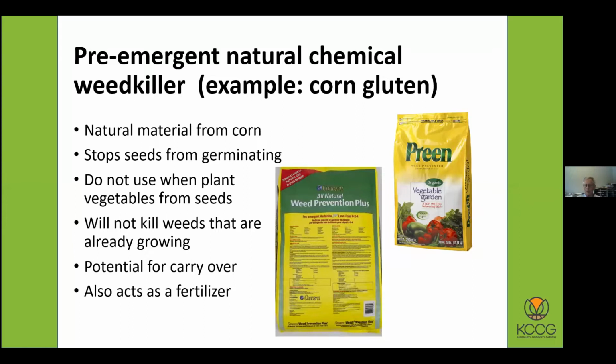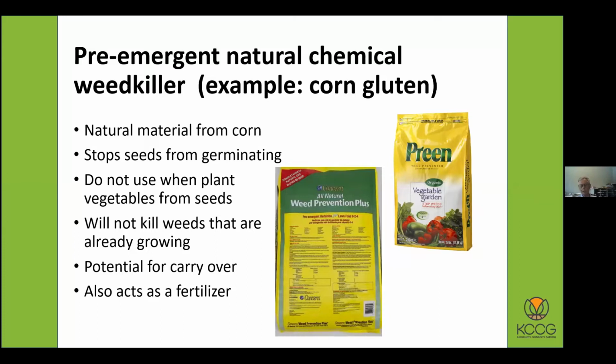When they mill the corn, like when they're making your cornflakes or whatever, this is part of what's left over. So again, you don't want to use this when you're planting your vegetable seeds, but if you're putting down tomato plants, you could put it down around that, and that would keep the weeds down. Again, if you spill too much or use it too much, it could carry over to the next year, which can be a problem.